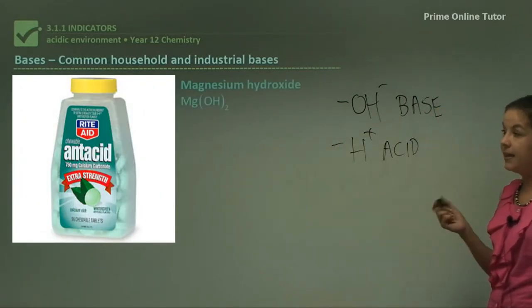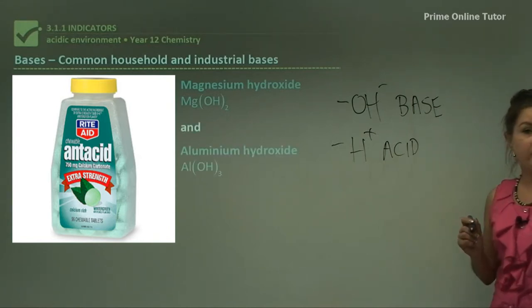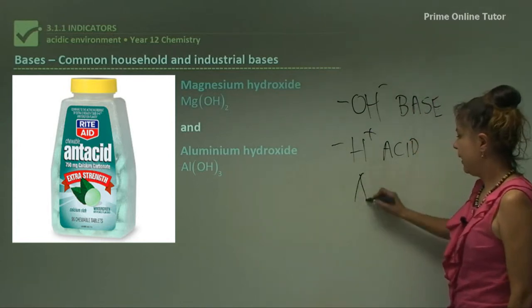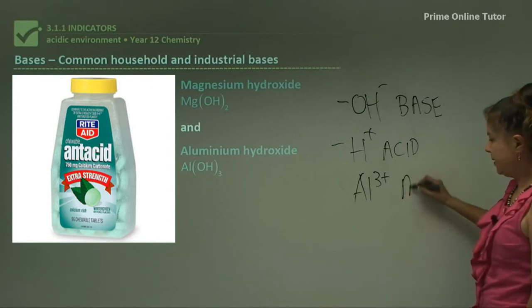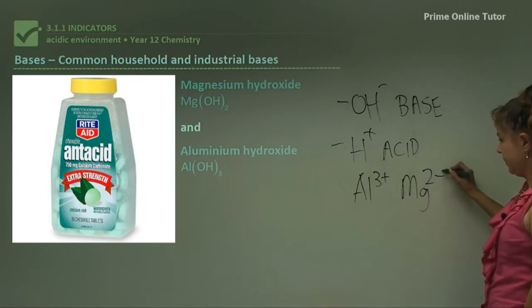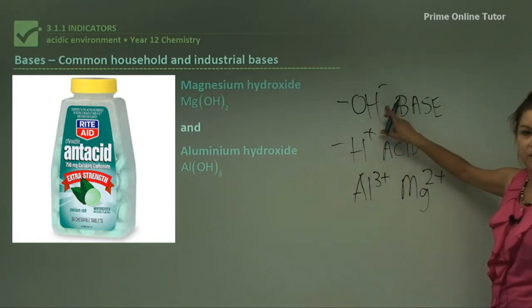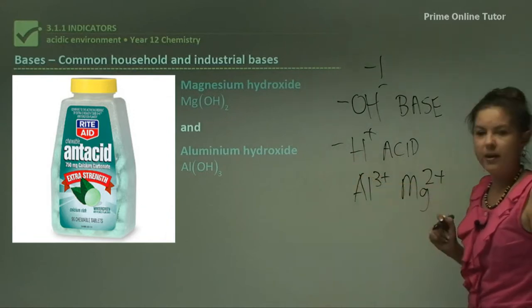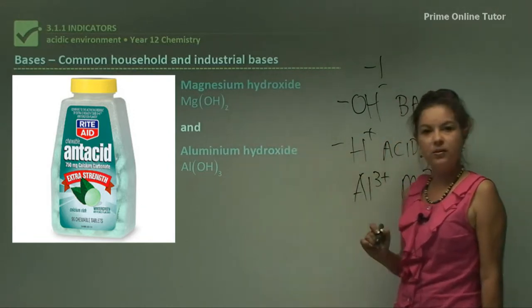Another example, magnesium hydroxide, Mg(OH)2, and aluminium hydroxide, Al(OH)3, because aluminium has a valence of 3+, magnesium has a valence of 2+, hydroxide has a valence of -1, so that's where we get the formulae, 3 hydroxides, 2 hydroxides.